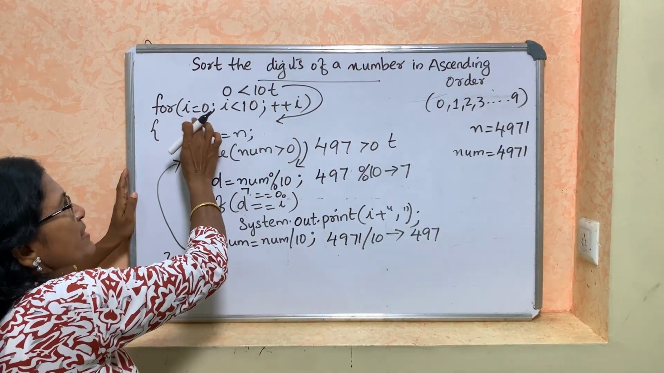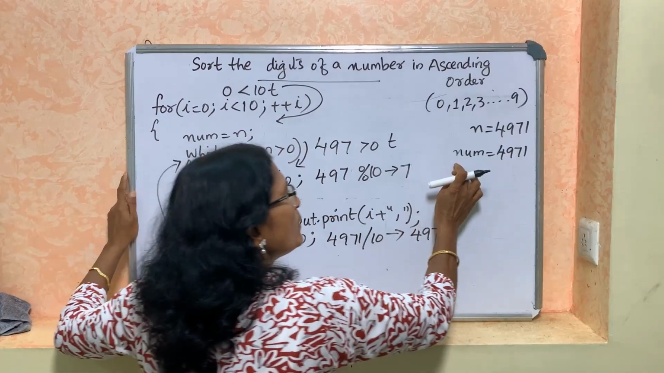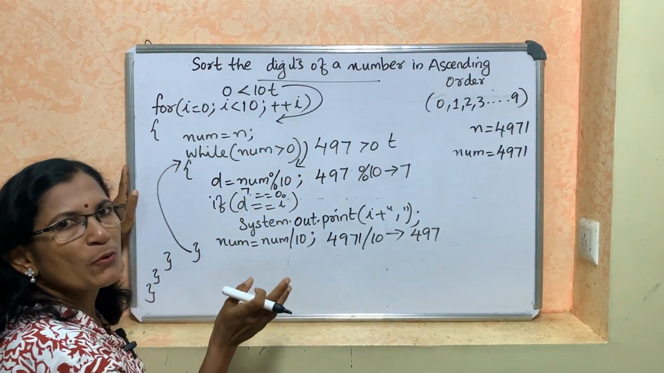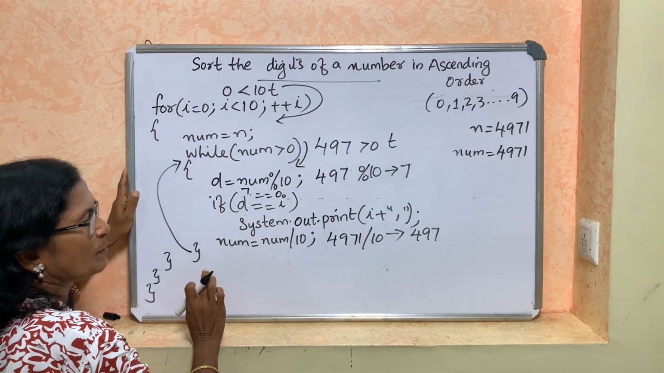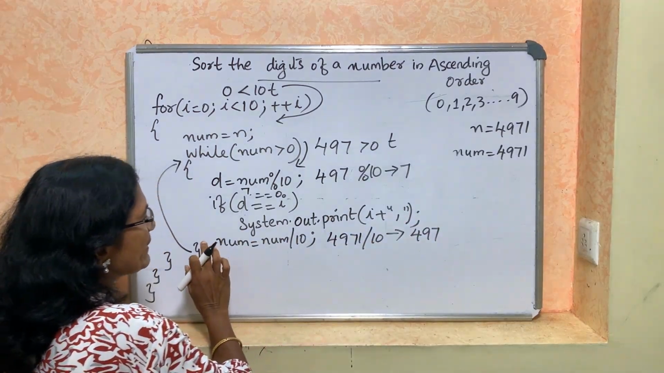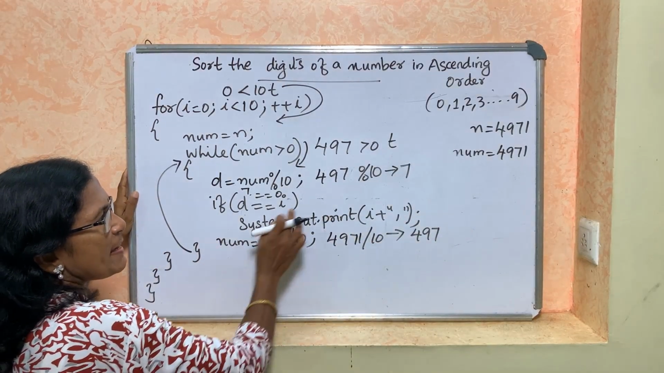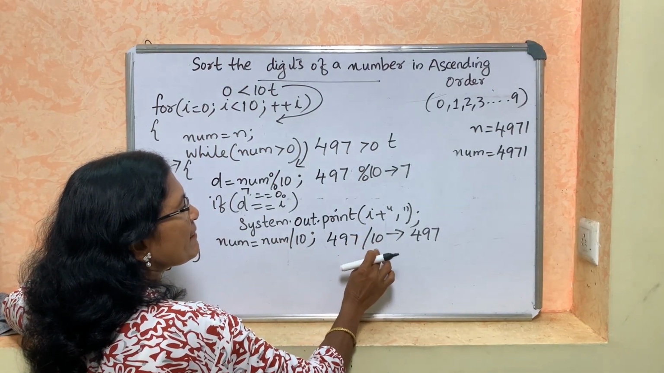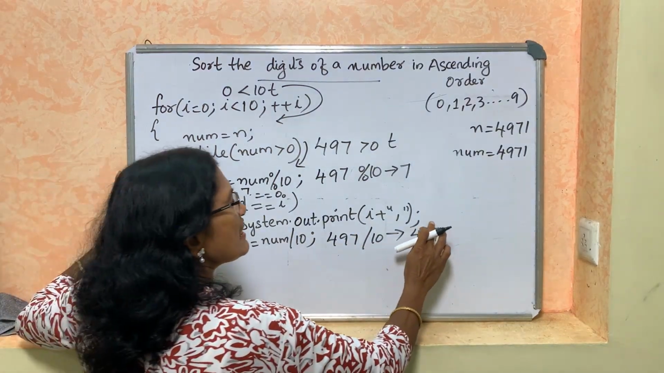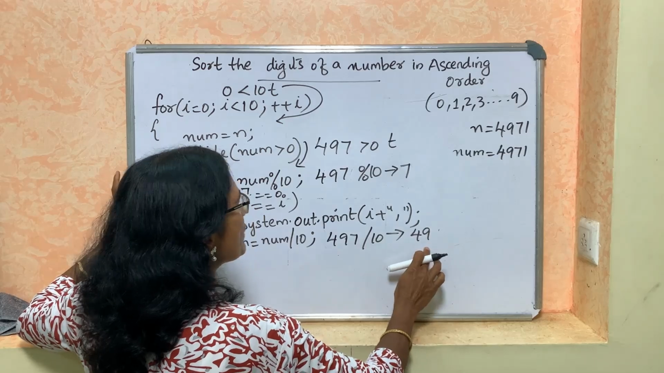When the value of i is equal to 0, throughout the number we check for the occurrence of the digit 0. 7 is not equal to 0, so it will not be printed. Let's remove 7 from the number. 497 divided by 10 results in a quotient of 49.